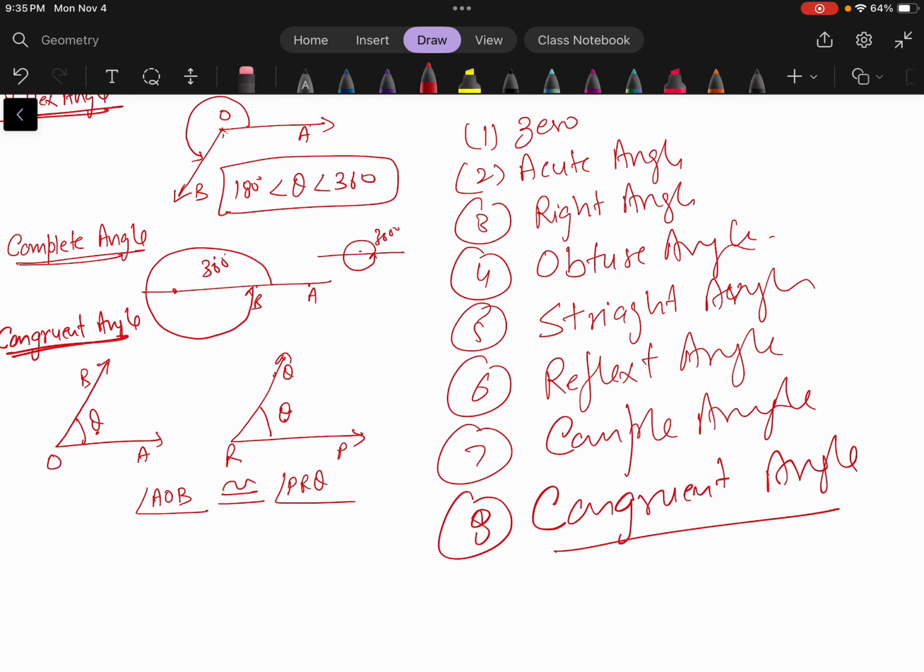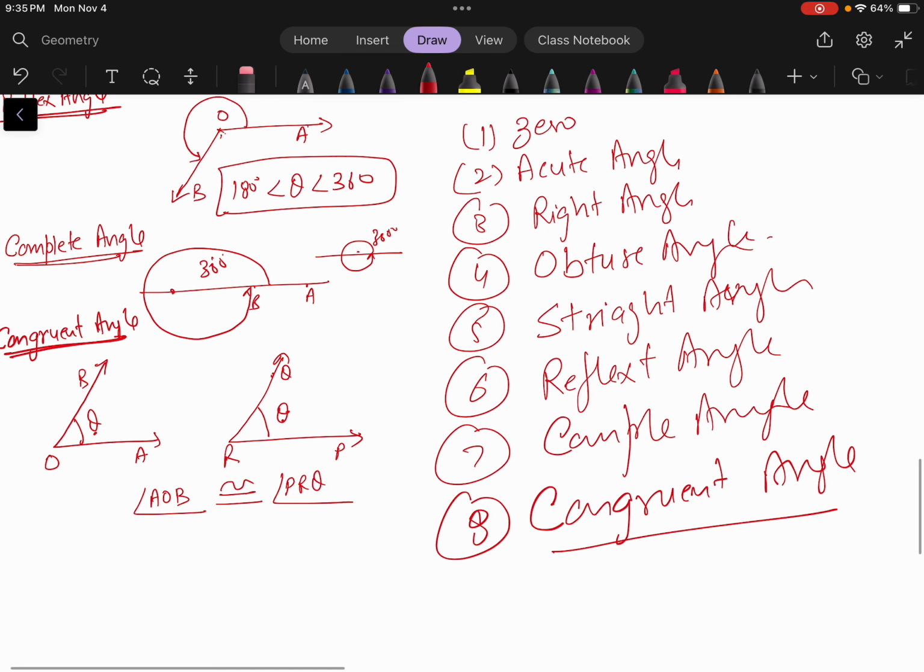So now we have discussed the angles. We'll wind up this part here. First you will solve the questions related to this, then we will start the operations with angles, which we will cover in the next part.